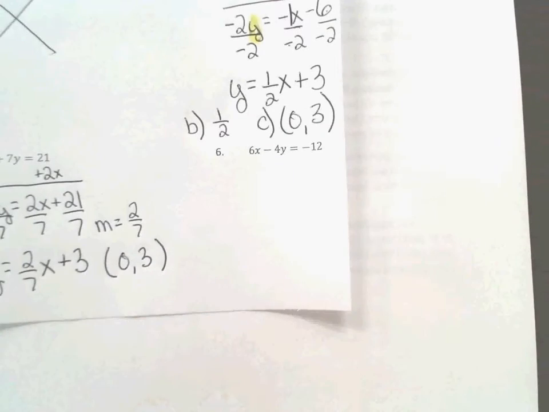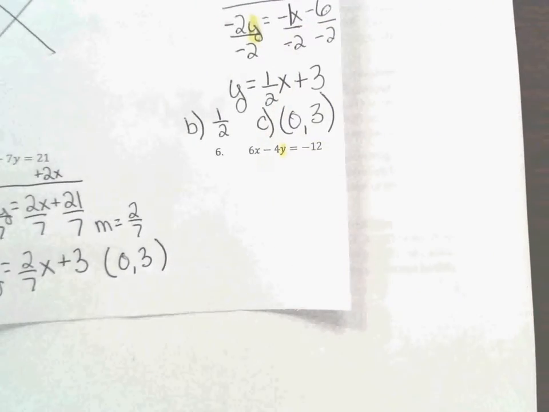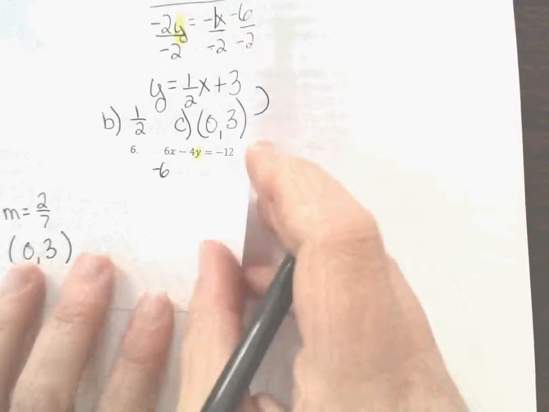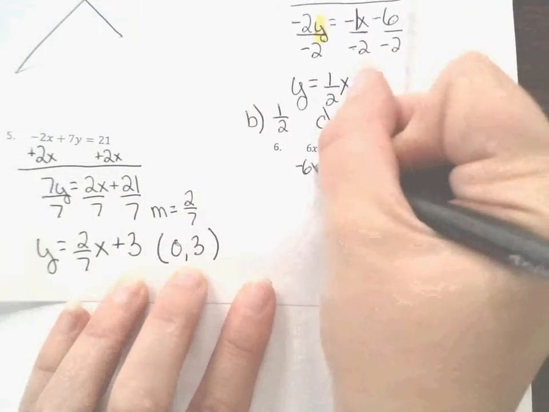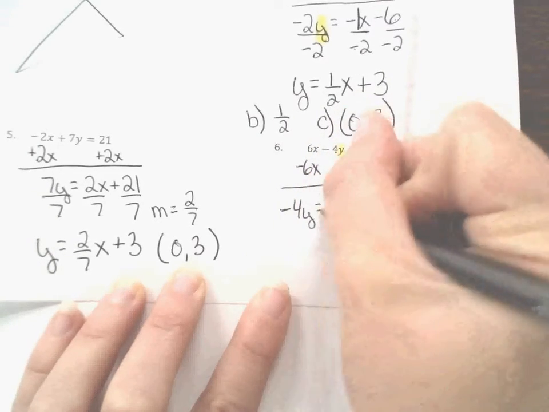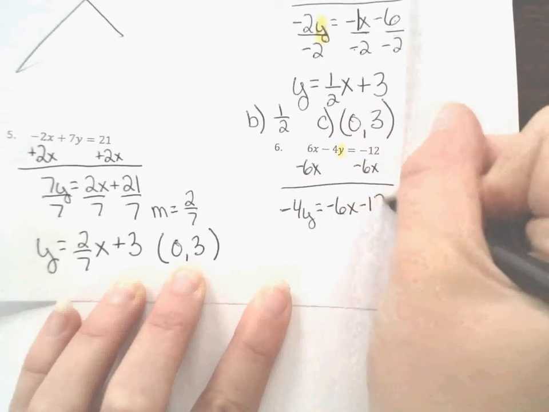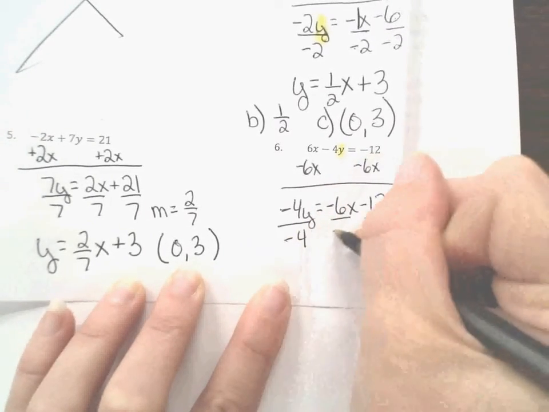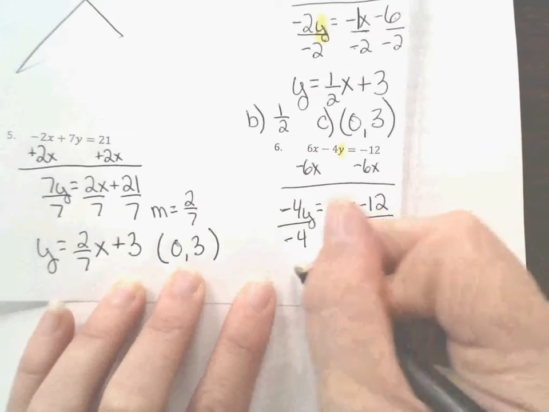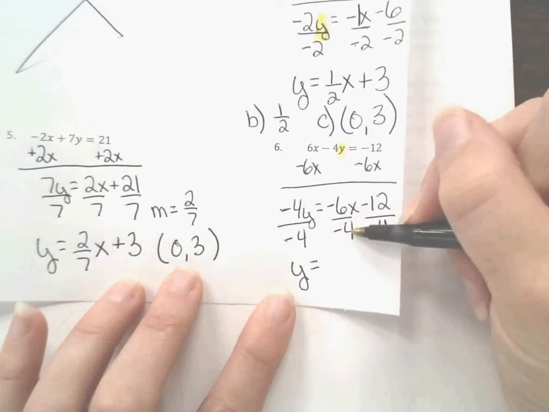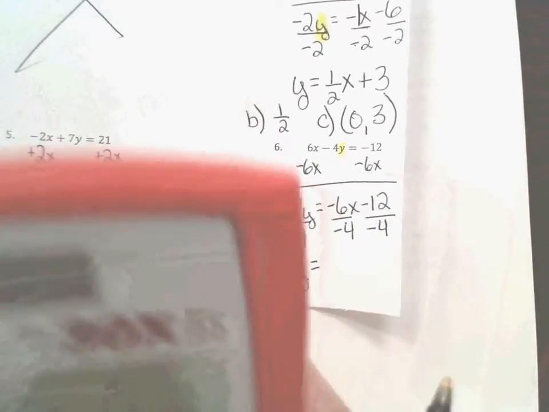Okay, so number 6, we are going to subtract 6x. Okay, so negative 4y equals negative 6x minus 12. I'm going to divide by negative 4. So I have y equals, now, negative 6 divided by negative 4.